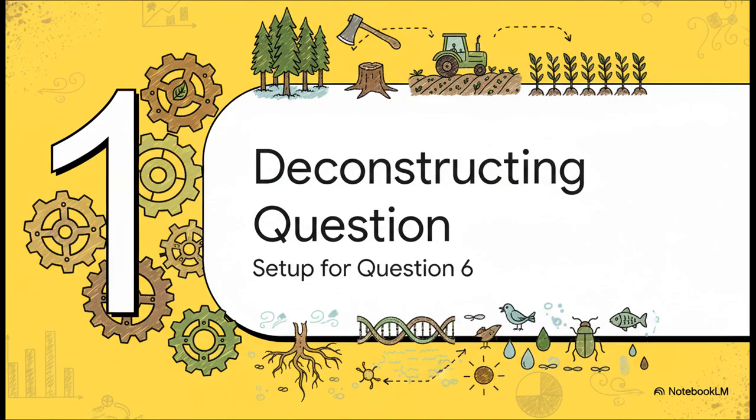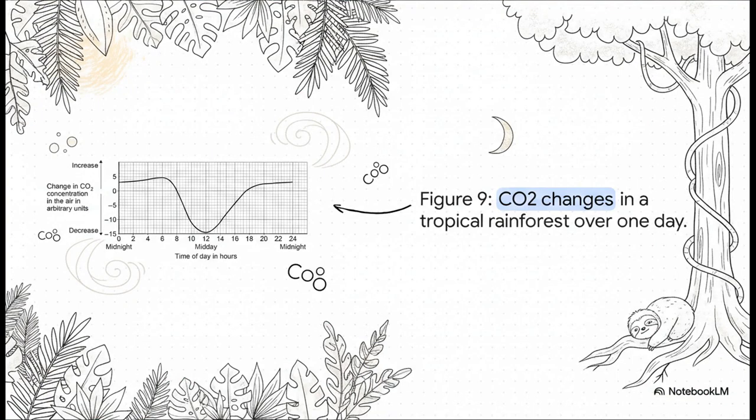At its core, question 6 is all about a huge, real-world topic. What happens to our planet's ecosystems when we chop down forests for farming? See, the exam isn't just testing random facts. It's using data to see if you can connect some really important biological ideas. And here's our first clue. This graph shows how carbon dioxide levels change in a tropical rainforest over a single 24-hour period.